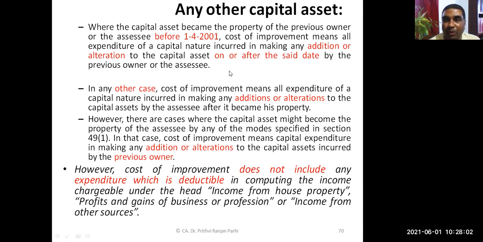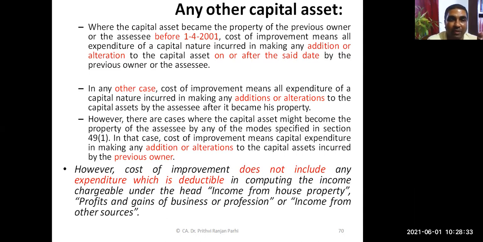And in case the asset is subsequently acquired on or after 1/4/2001, then all cost of improvement which are incurred for addition or alteration of the asset shall be taken into consideration, and that can be indexed. And cost of improvement of the previous owner also can be taken into consideration, provided it is on or after 1/4/2001. You have to keep one more thing in mind.